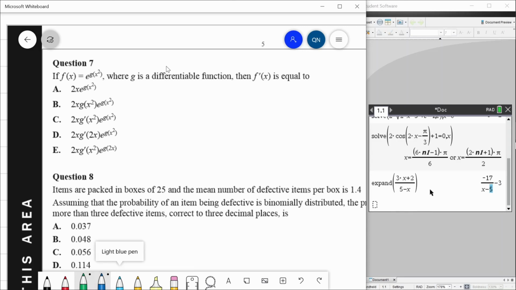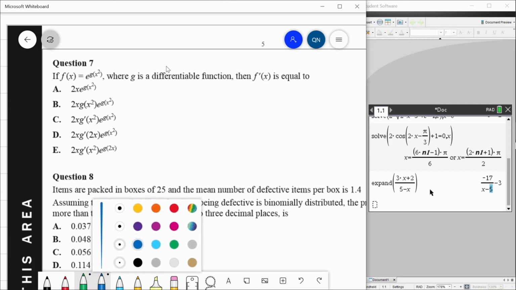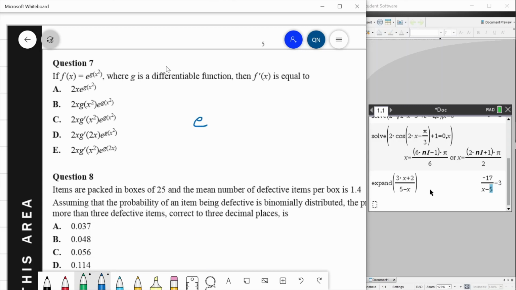Let's write this in blue actually. So it's going to be e to the g of x squared. Okay, and then you have to multiply by the derivative of the inside. What's the derivative of the inside? Well, it's the derivative of g of x squared. But then we have to use chain rule again, I guess.